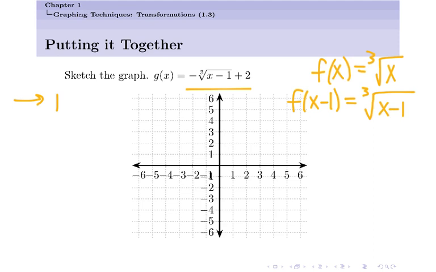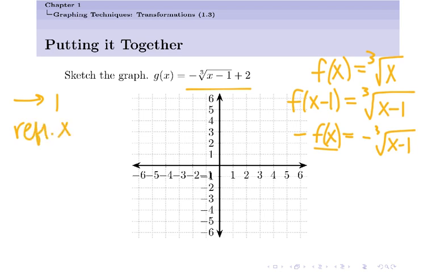Okay, so now I take my previous step, and what do I have to do to that? Well, I have to negate the entire thing. If I negate this entire thing, this is what I'm left with. So when I negate y, or my entire function, that's a reflection over x.